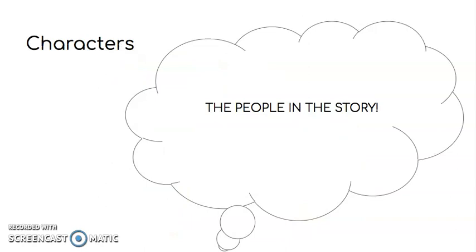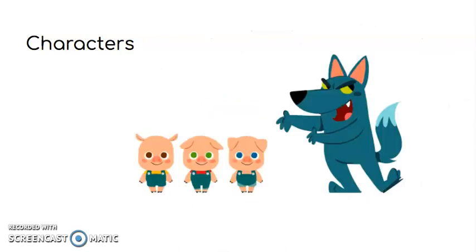So first, we have characters. Characters are the people in the story. I'm going to give you examples using the story that we all know of the Three Little Pigs. So the characters in the Three Little Pigs, of course, were the three pigs and the big bad wolf over here. All right, those were your main characters. So that's going to be your first finger, like your thumb.